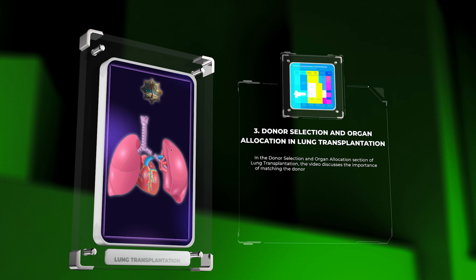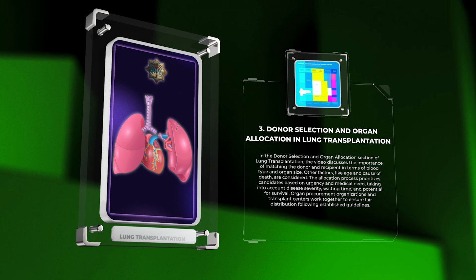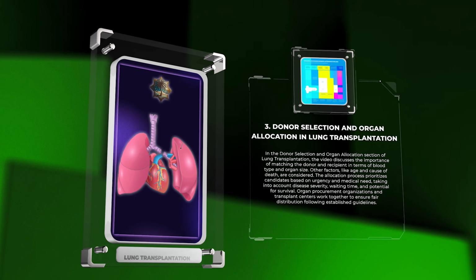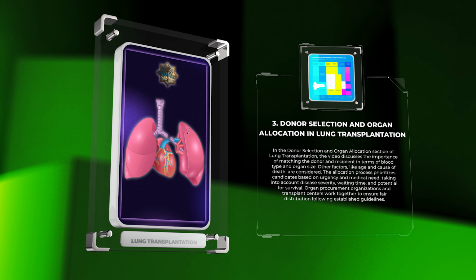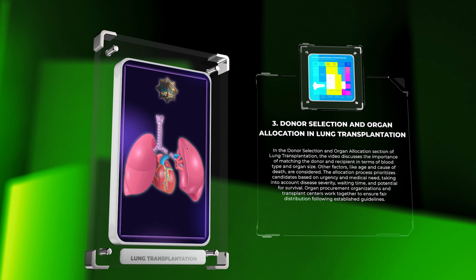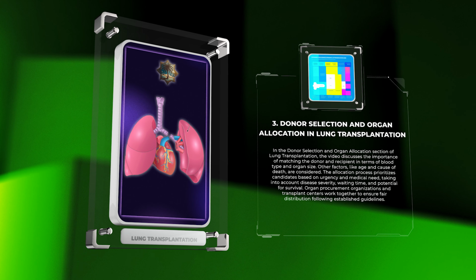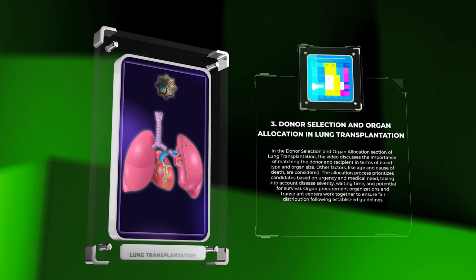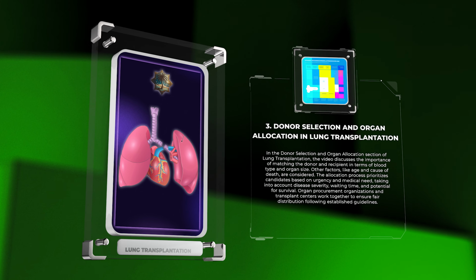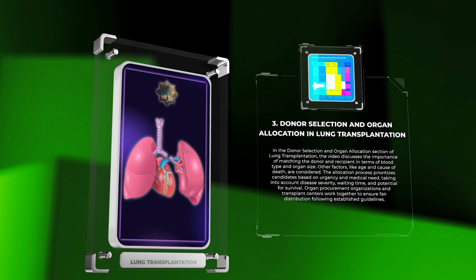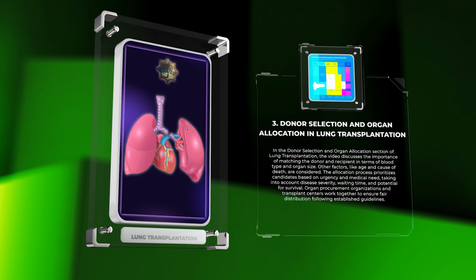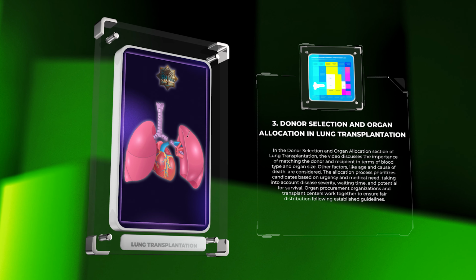In the donor selection and organ allocation section of lung transplantation, the video discusses the importance of matching the donor and recipient in terms of blood type and organ size. Other factors, like age and cause of death, are considered. The allocation process prioritizes candidates based on urgency and medical need, taking into account disease severity, waiting time, and potential for survival. Organ procurement organizations and transplant centers work together to ensure fair distribution following established guidelines.